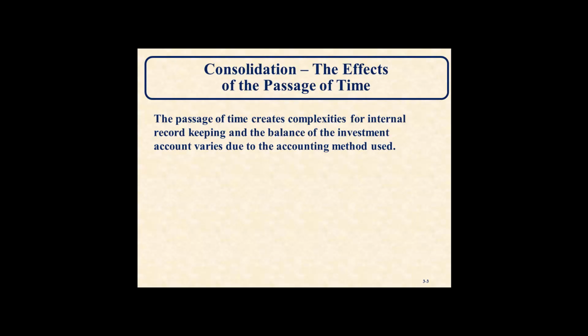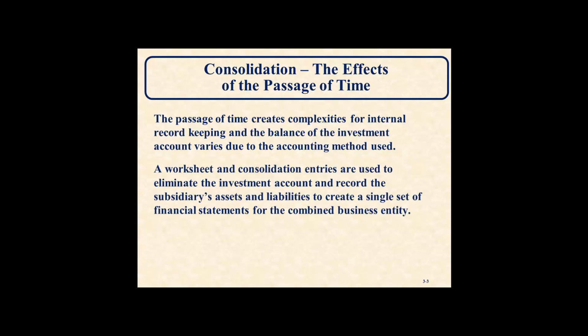The passage of time creates complexities for internal record keeping, and the balance of the investment account varies due to whatever accounting method is used. A worksheet and consolidation entries are used to eliminate the investment account and record the subsidiary's assets and liabilities to create a single set of financial statements for the combined business entity.